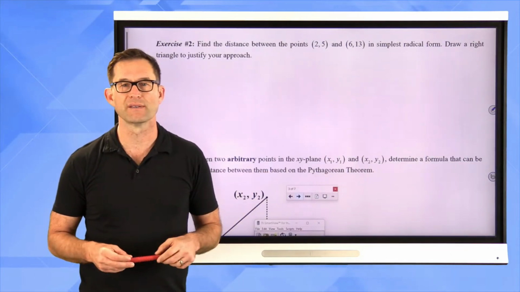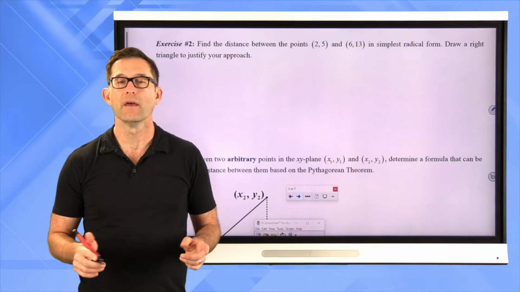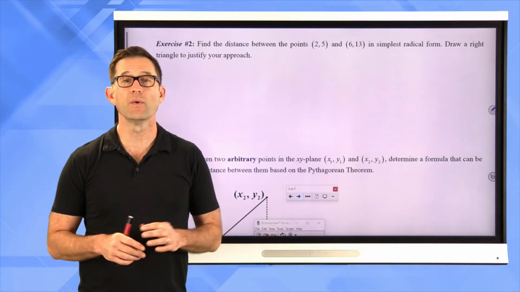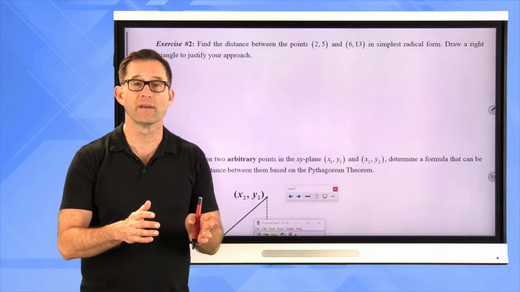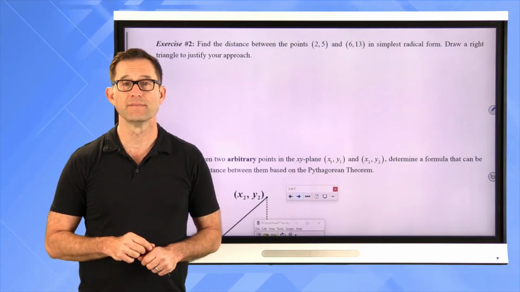Let's take a look at exercise number 2. Find the distance between the points (2, 5) and (6, 13) in simplest radical form. Draw a right triangle to justify your approach. Okay, pause the video now and see how much you understood about both that subtraction idea and using the Pythagorean theorem in order to find distance.